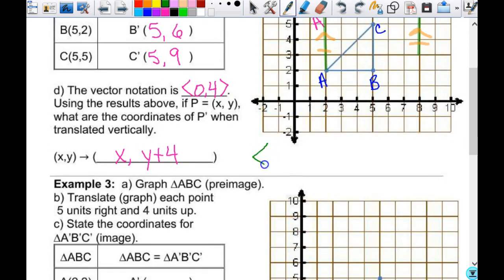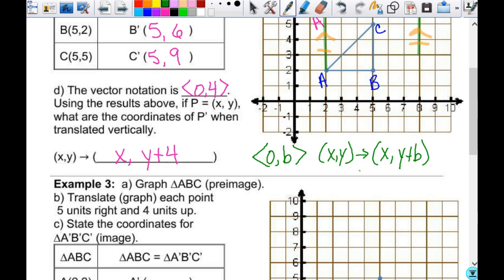In general, if all you have is a vertical translation, then your vector is 0, b, and your mapping x, y maps to x, comma, y plus b. These two things essentially say the exact same thing, they just say it in a different way.